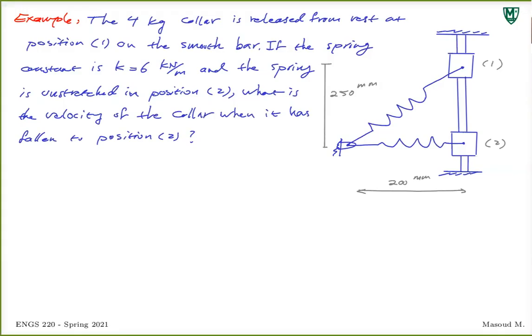Take it to position 1, we let it go, right? It starts accelerating and comes down, both because the spring is pulling it, because at that point the spring is stretched, so it's trying to go back. Remember, a spring is always trying to go back to its natural length. If it's compressed, it's trying to stretch itself. If it's stretched, it's trying to compress itself to go back to its natural length. So the spring is pulling it down, and also because of its weight. Now we're asked, given the information and the geometry of this problem, to find the velocity of this collar when it passes position 2.